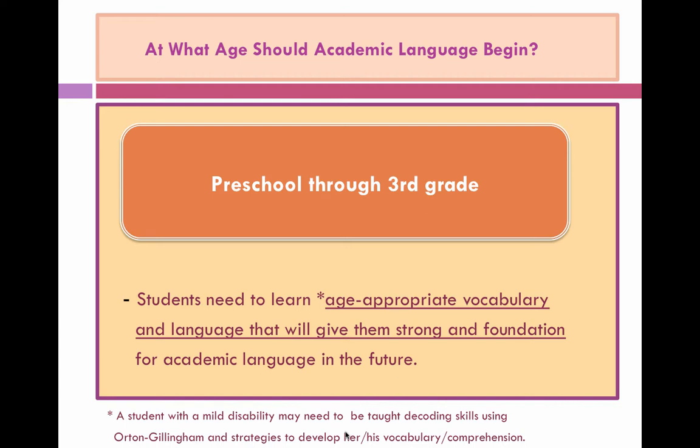With academic language being taught to students with disabilities, this is an example of how the teacher may have to assist that student to be successful learning academic language. For example, a student with a mild disability may need to be taught decoding skills using Orton Gillingham and strategies to develop her or his vocabulary and later comprehension.